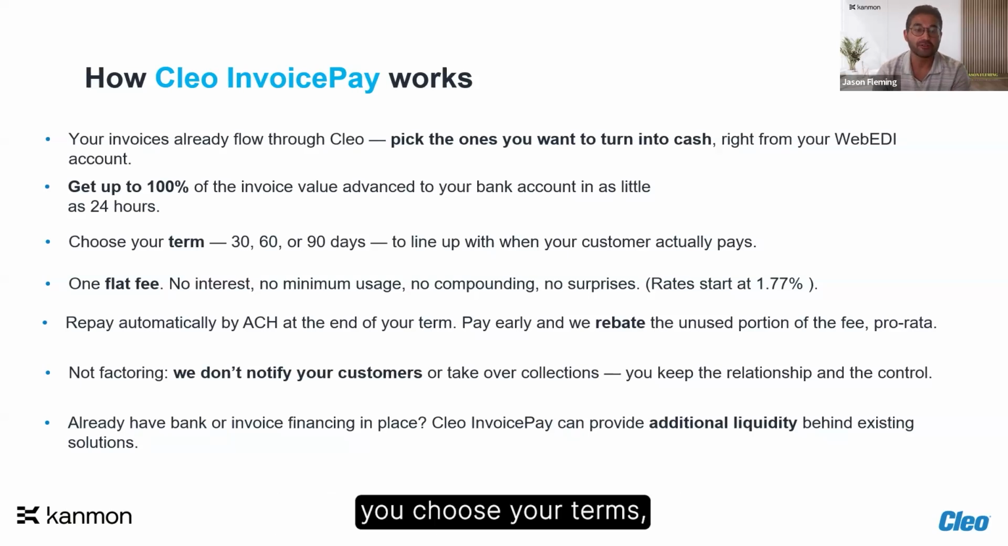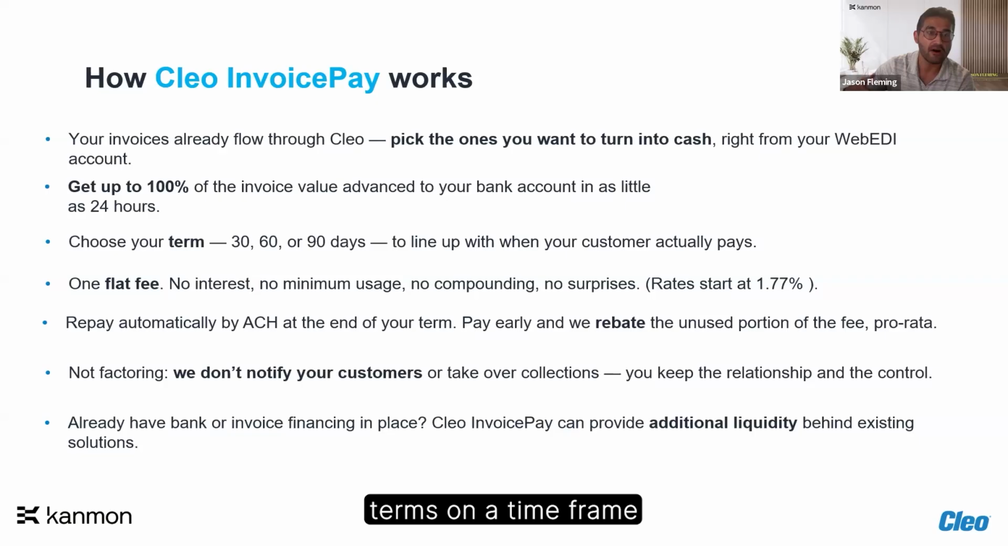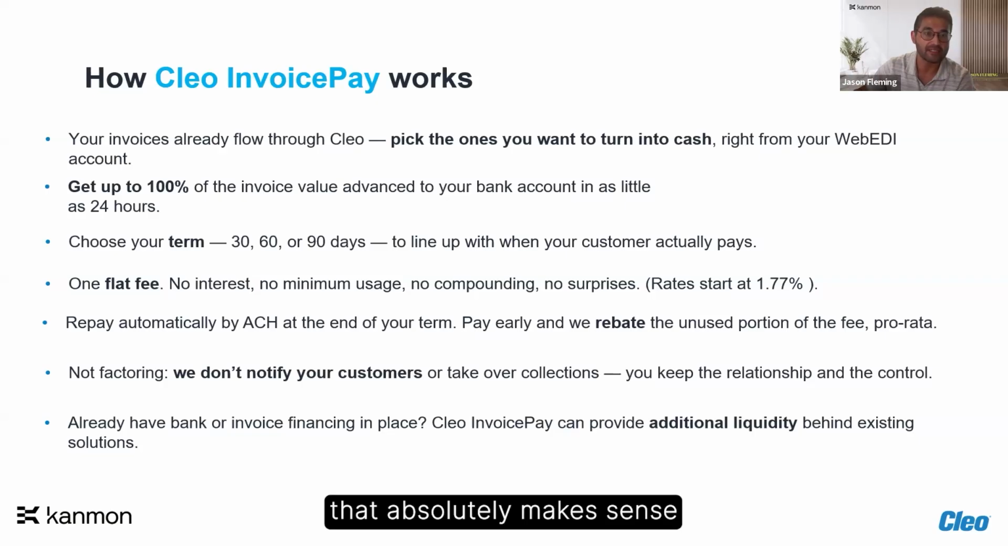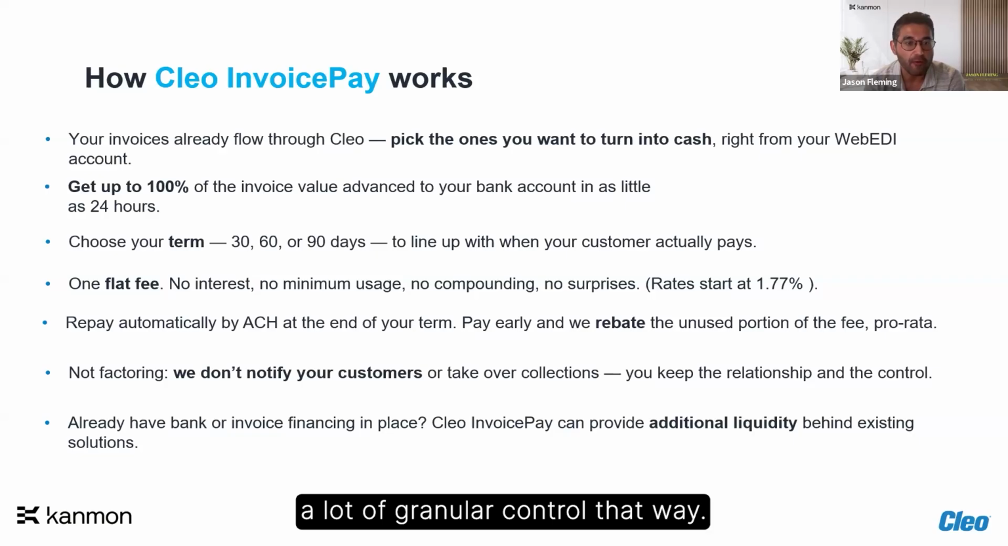From there, you choose your terms, typically 30, 60, or 90 days to line up with when your B2B customer actually pays. And so you're able to get the immediate liquidity, but then also set your repayment terms on a time frame that absolutely makes sense for when they tend to pay. And it gives you a lot of granular control that way.